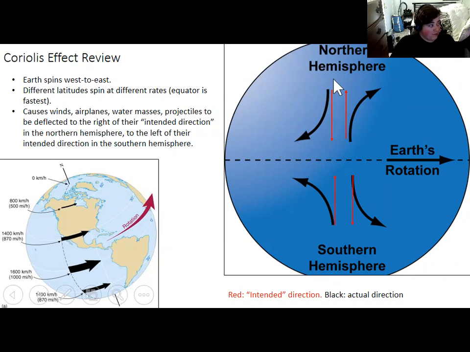And notice that the red was what you thought you were doing. This is where you actually end up. And from the viewpoint of this vector, you are ending up towards the right of that, if you were looking towards the equator, essentially.